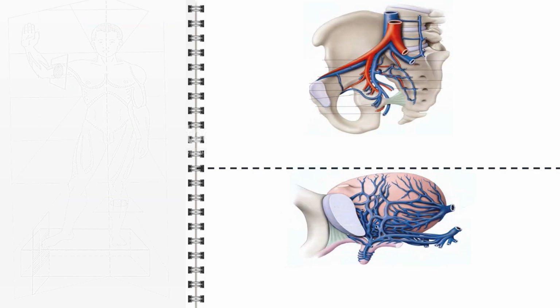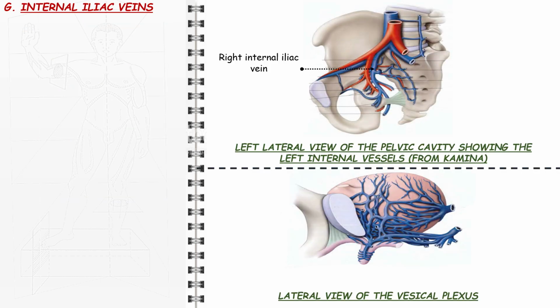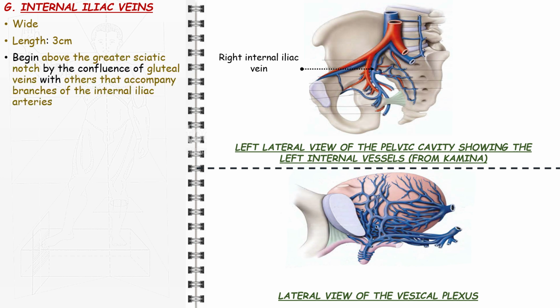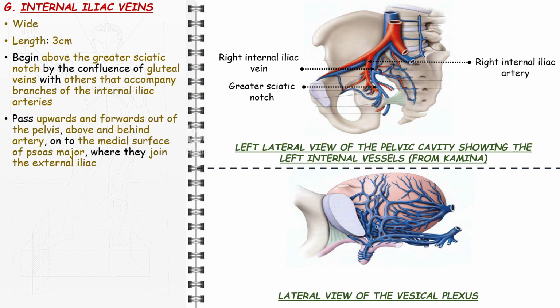The internal iliac vein, a wide vessel about 3 cm long, begins above the greater sciatic notch by the confluence of gluteal veins with others that accompany branches of the internal iliac arteries. It passes upwards and forwards out of the pelvis, above and behind its artery, onto the medial surface of psoas major, where it joins the external iliac vein to form the common iliac.